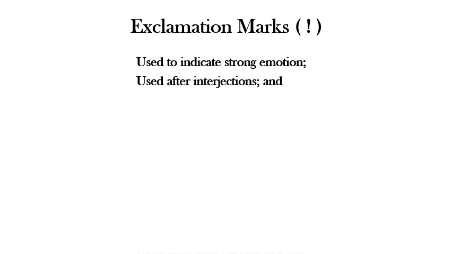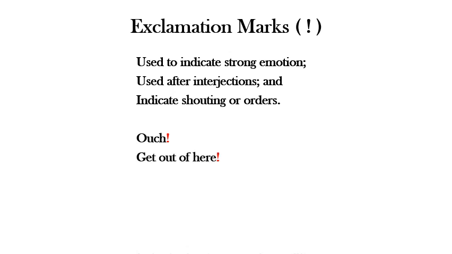Right, exclamation marks. Used to indicate strong emotion. Used after interjections. And, of course, indicate shouting or orders. Here, the first one is an example of an interjection. You got there, "Ouch!" Or if you want to translate it into Sesotho, it's "ishwe." Or in Afrikaans, "eina." Right, and then you've got a shouted order, "Get out of here!" And you have here an interjection followed by strong emotion, where it says, "Wow, this tastes fantastic!"